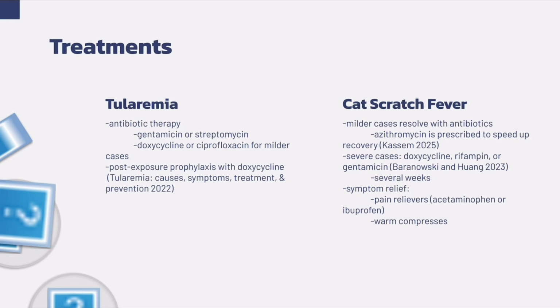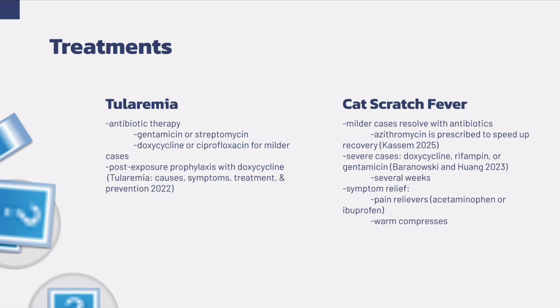Tularemia requires prompt antibiotic therapy. The preferred treatment for severe cases is gentamicin or streptomycin, while doxycycline or ciprofloxacin may be used for milder cases or step-down therapy. In cases of laboratory exposures, post-exposure prophylaxis with doxycycline 100 milligrams twice daily for 10 to 14 days is recommended. For cat scratch fever, mild cases often resolve without antibiotics.